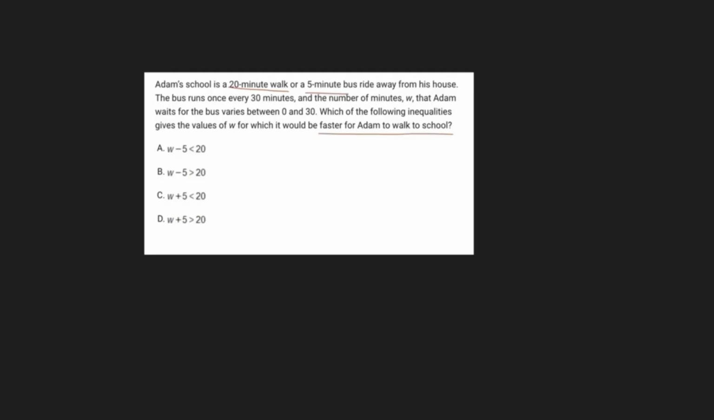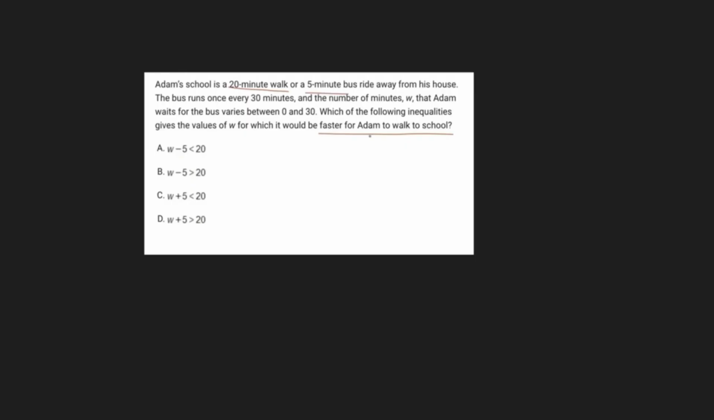Right, so the first thing to notice here is that for all of our inequalities, everything on the right side is a constant 20, right? So that represents that 20-minute walk that Adam has the option to take. Everything on the left side, therefore, represents that bus ride. So it's the 5 minutes of the bus ride from his house to the school, including that waiting time of between 0 and 30 minutes.